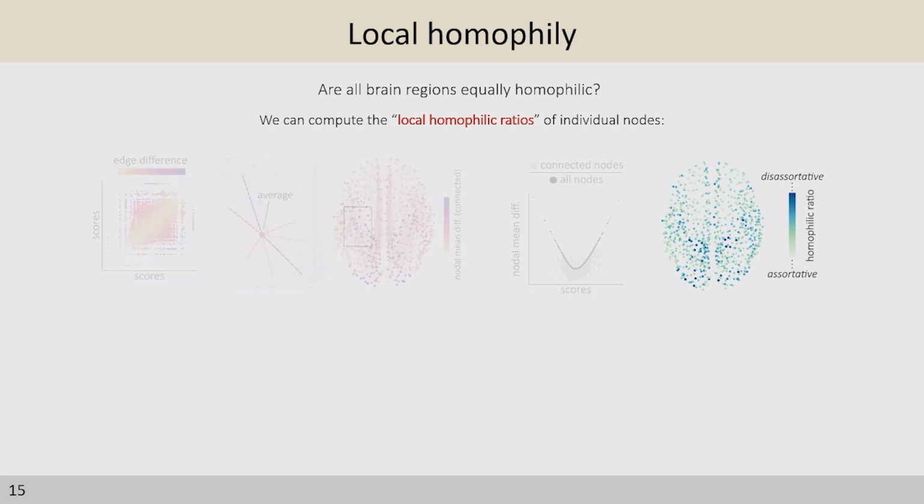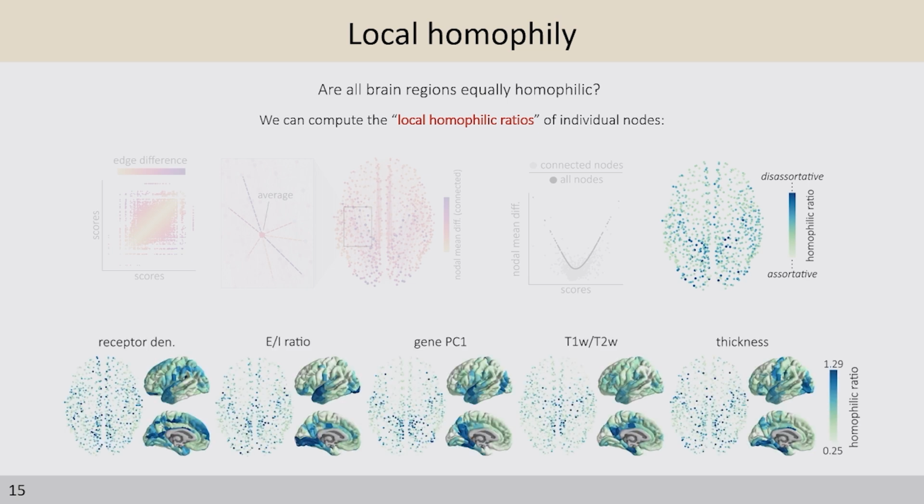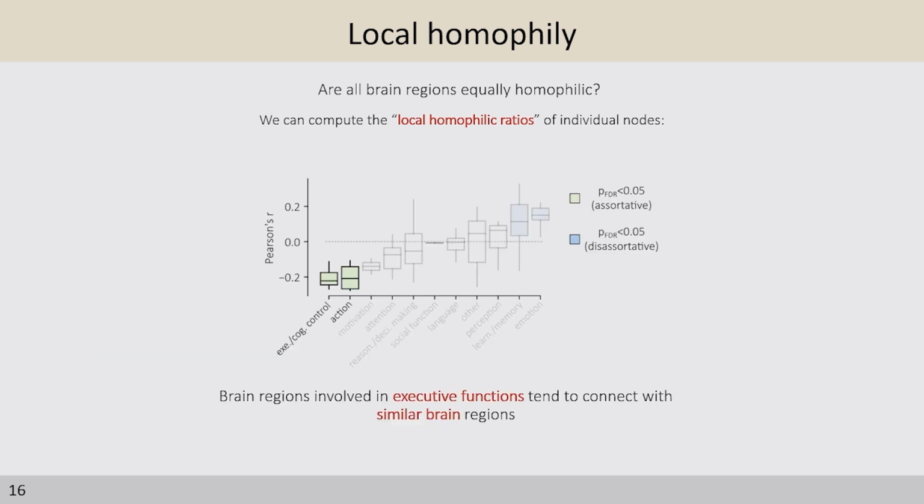I won't go into detail about the technique, but the important takeaway here is that we can look at which brain regions are the most assortative and which are the least assortative in our networks. For the structural connectome, we looked at these local homophilic ratios across all five of our annotations, computed the average, and compared the average map of local homophilic ratio scores with Neurosynth data. Neurosynth is basically brain maps of probabilistic activation associated with specific cognitive terms.